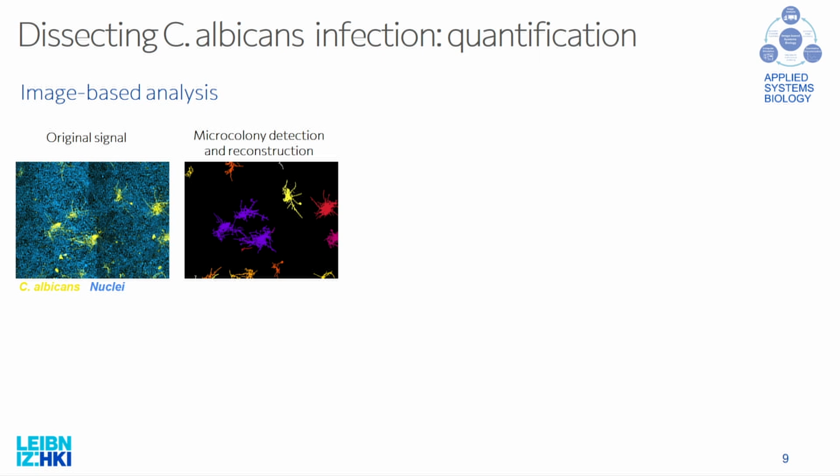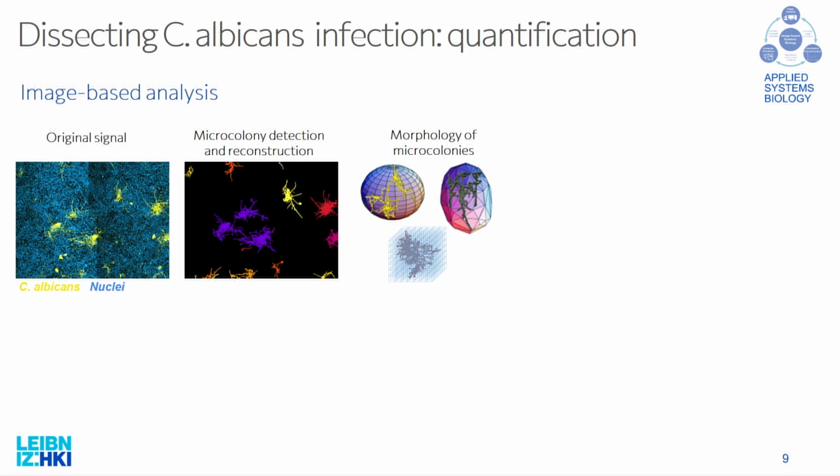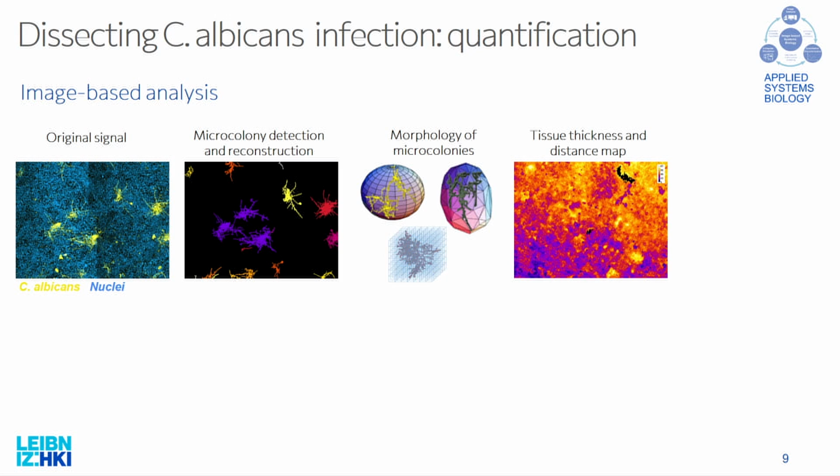Once we have the microcolonies isolated from each other, they can calculate all parameters about the morphology of the microcolony. It's something you want to know, they can calculate. And regarding the host, what they do is not only to calculate the tissue thickness, but they create a distance map. This means that for each point of the tissue, they can calculate the distance to the membrane. And this gives basically an idea of the topography of the tissue. If we overlap these two, we can get an idea of the host-fungus colocalization and interactions.